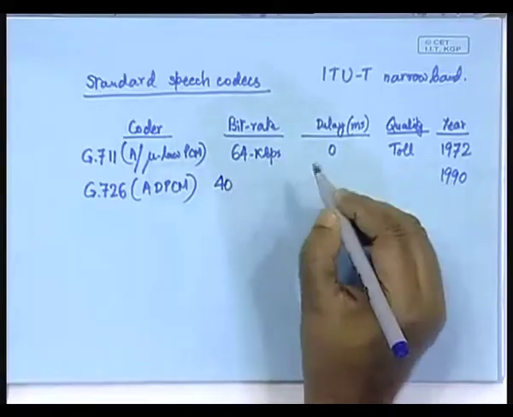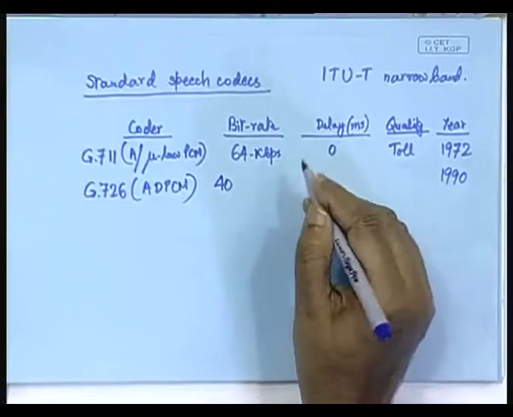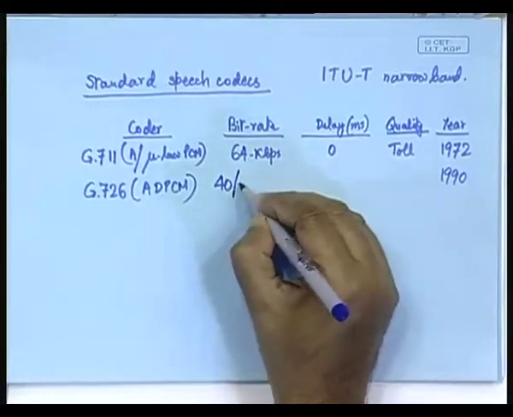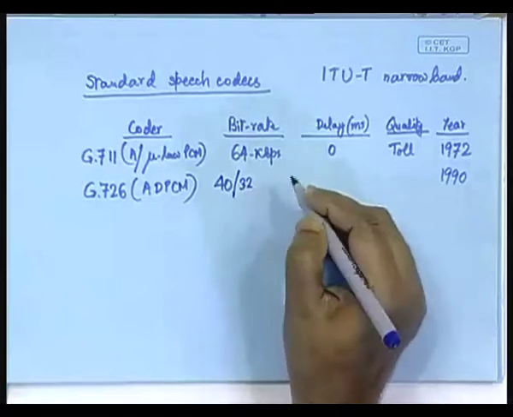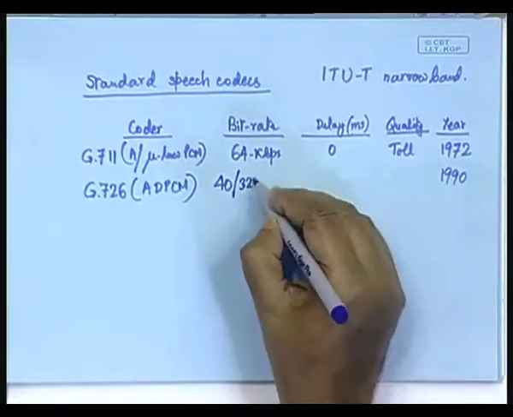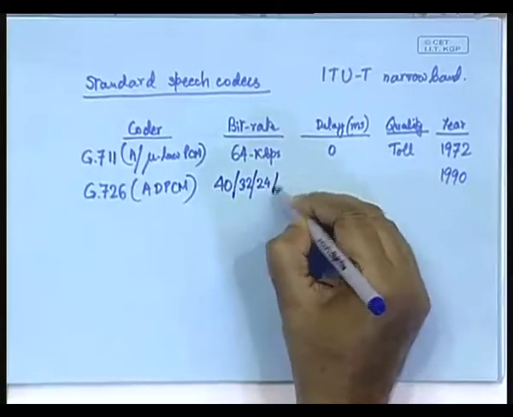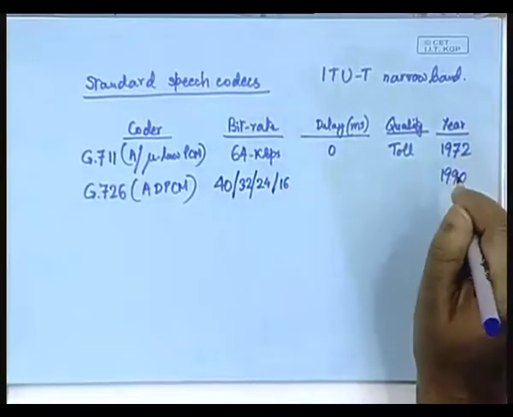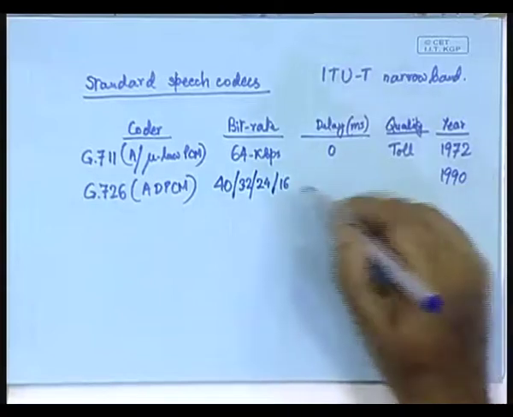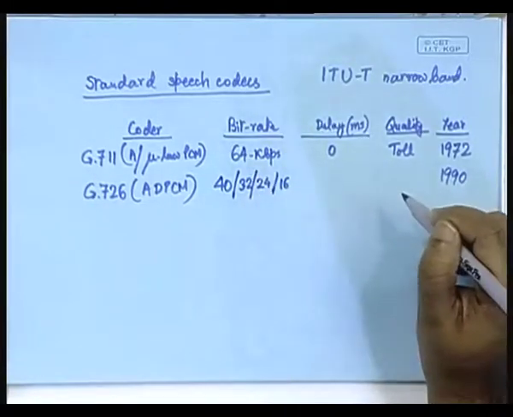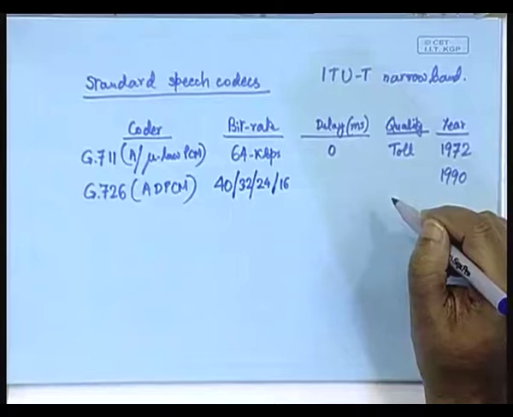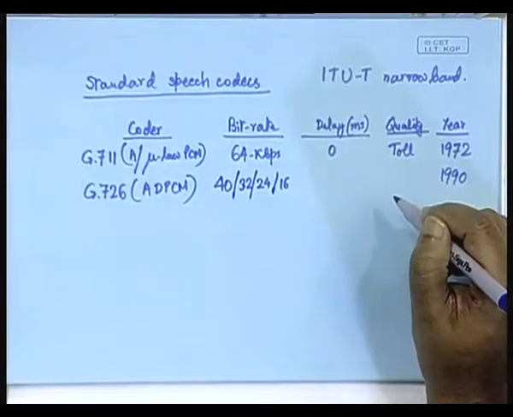That caters to different bit rate requirements, and the bit rates specified by ITU-T cater for 40, 32, 24, 16 kilobits per second. So 16, if you compare with 64, is definitely 1:4, a very substantial reduction.